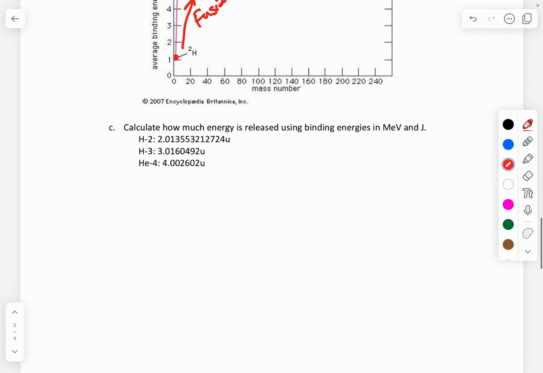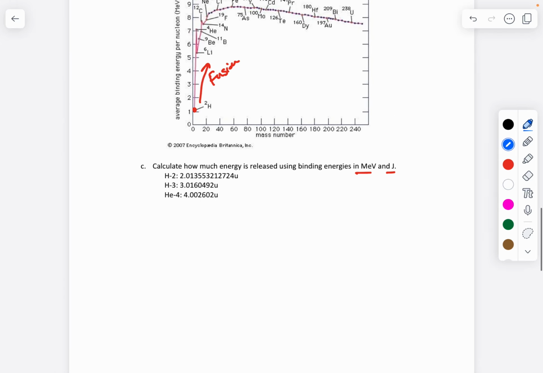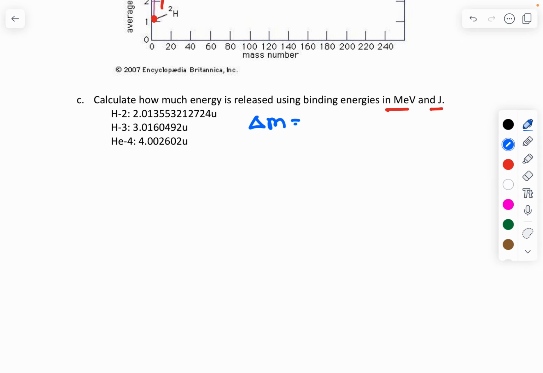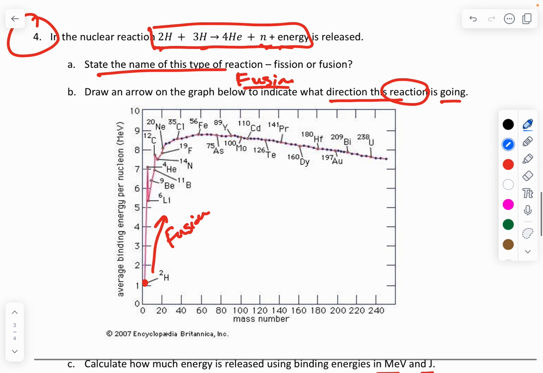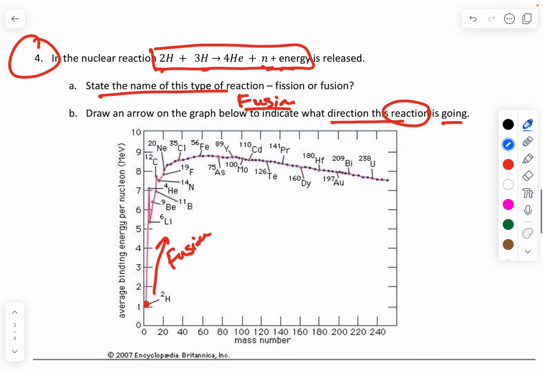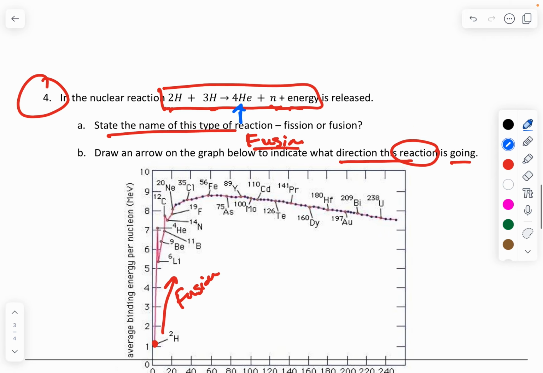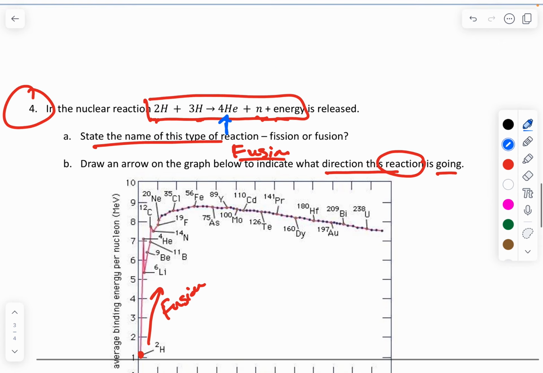Here we go. It says calculate how much energy is released using the binding energies in MeV and in joules. I'm probably just going to do MeV. You guys can do it in joules. Same method, pretty much. Our goal is to find delta M, and delta M is final minus initial. So that's going to be 4He plus 1 neutron plus some energy.